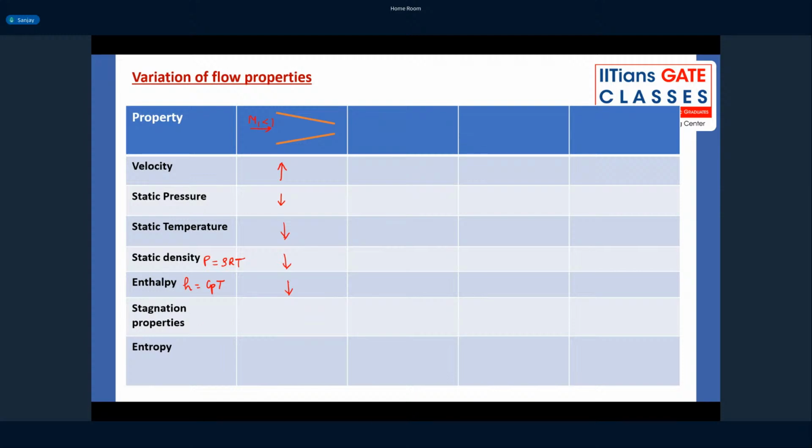What happens to stagnation properties? Stagnation properties are like stagnation temperature and stagnation pressure. Very good, they're going to be constant, because stagnation properties can only change when there is some irreversibility in the system or some heat transfer taking place in the system. If all that is not there, then you assume the flow to be isentropic and the stagnation properties will be constant. What happens to entropy?